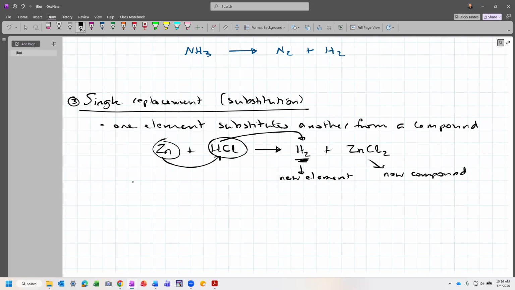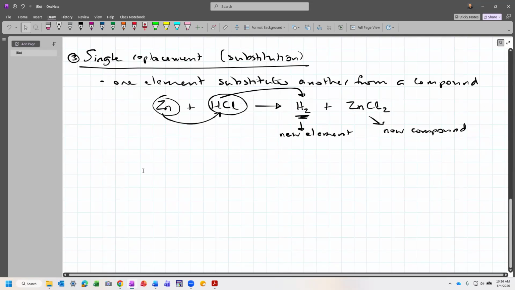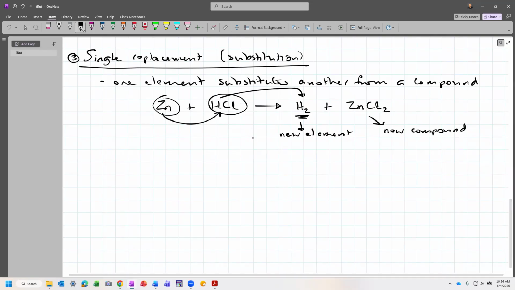Okay, so that's a single replacement or a substitution. So the zinc substitutes or replaces the hydrogen. So typically, in this case, we have a metal that replaces hydrogen, or sometimes you'll have a metal that replaces another metal from a compound.